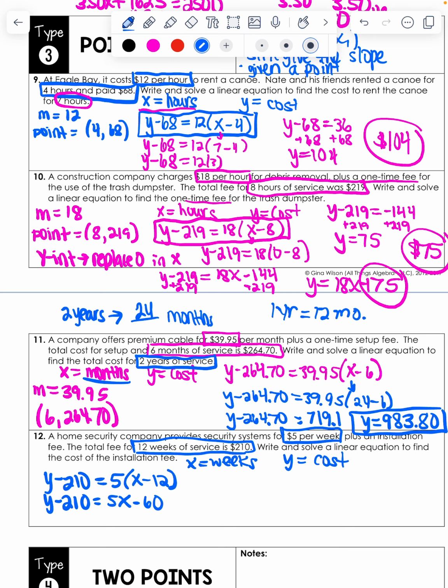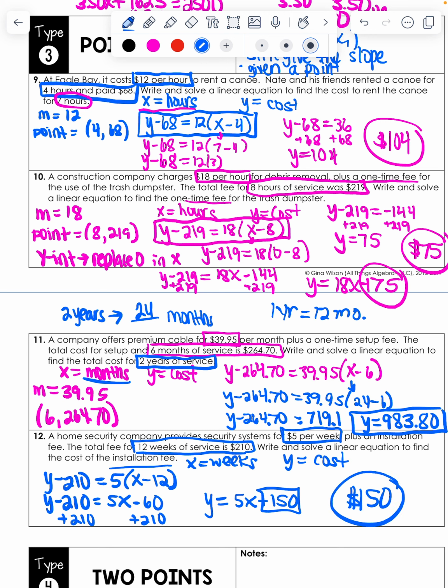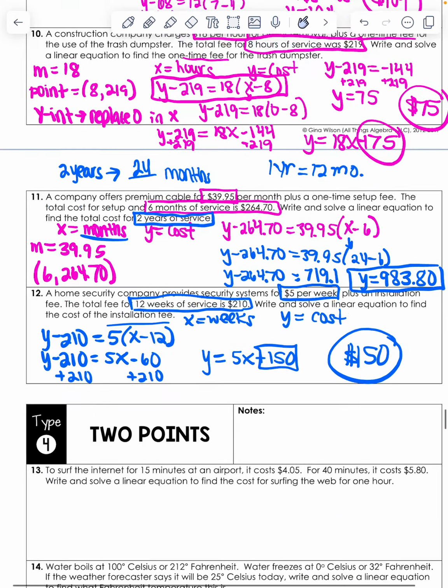And then we're going to add 210 to both sides. And we would get y equals 5x plus 150. And that 150 is the y-intercept. And in this problem, the y-intercept is just the one-time installation fee. So this would be $150 for the installation. So that is when we are given the point and the slope.